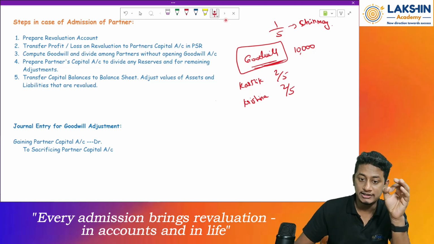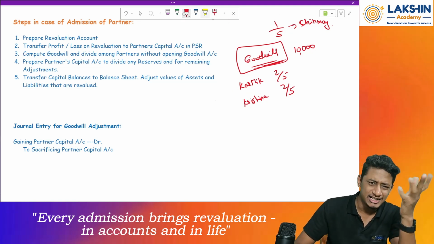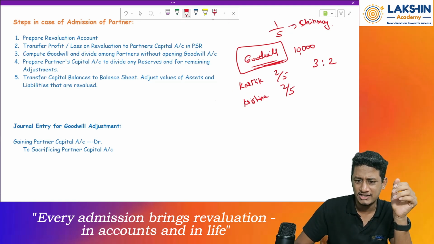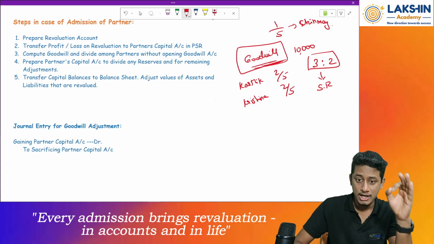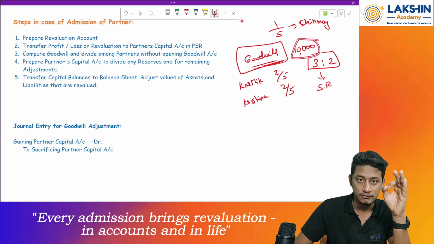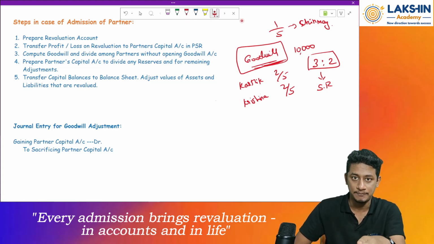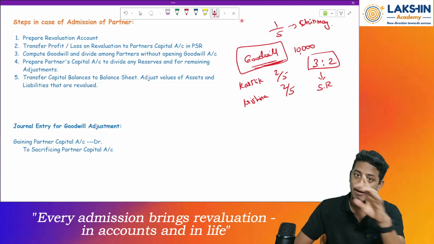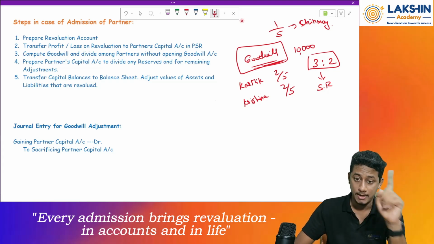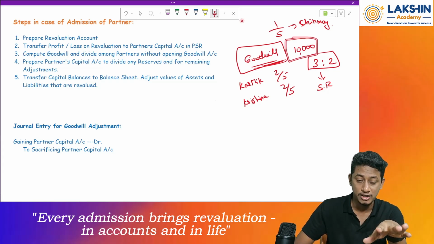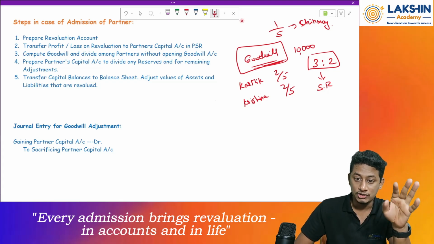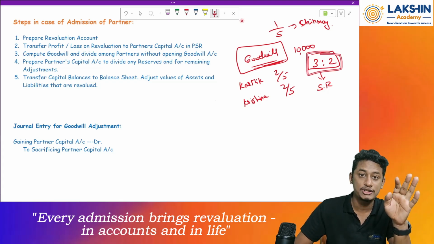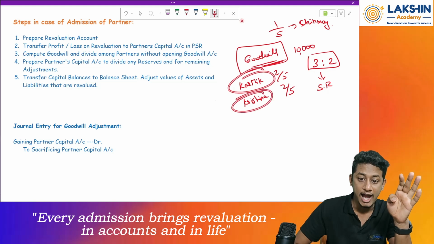How will I divide this? See, let us say the sacrifice ratio is 3:2. This is my sacrifice ratio, for example. Now, this goodwill of rupees 10,000, whatever Chinmay has brought in, except capital. See, there can be 3 or 4 cases that I will explain to you while solving the questions. But currently, assume that 10,000 was brought in cash or bank by Chinmay. So this goodwill should be divided in what ratio? 3:2 ratio, between Karthik and Krishna.